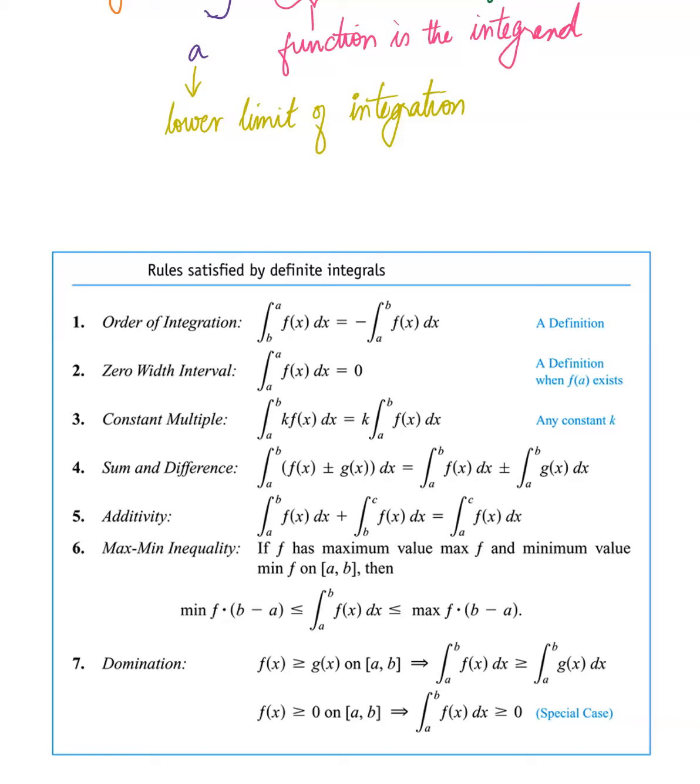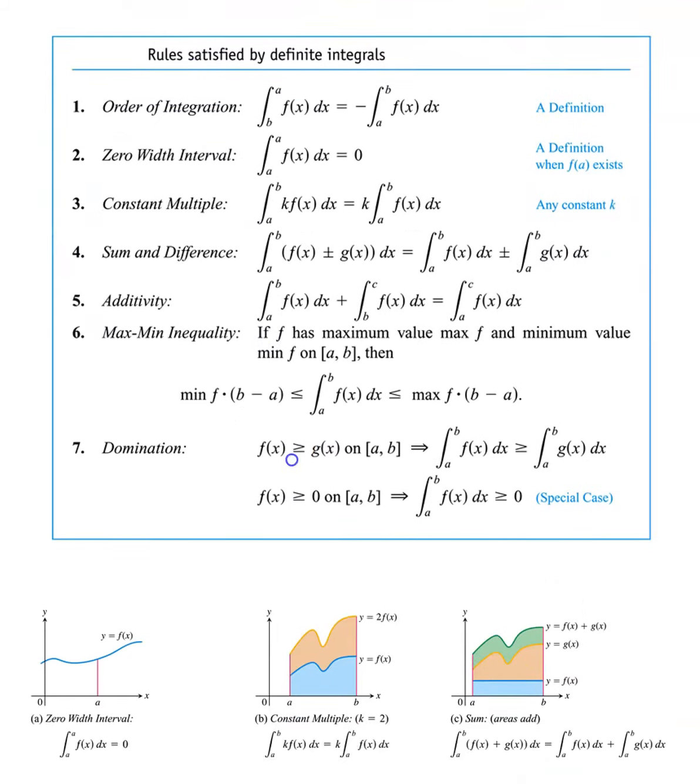Okay. Now we also have domination. Domination is if one function is bigger than the other function, like if f of x is greater than g of x, then it means the area under the curve for f of x will also be greater than the area under the curve of g of x, which is indicated by using the integral signs. The definite integral from a to b of f of x dx is greater than or equal to the definite integral from a to b of g of x dx. I have some pictures here to depict these rules.